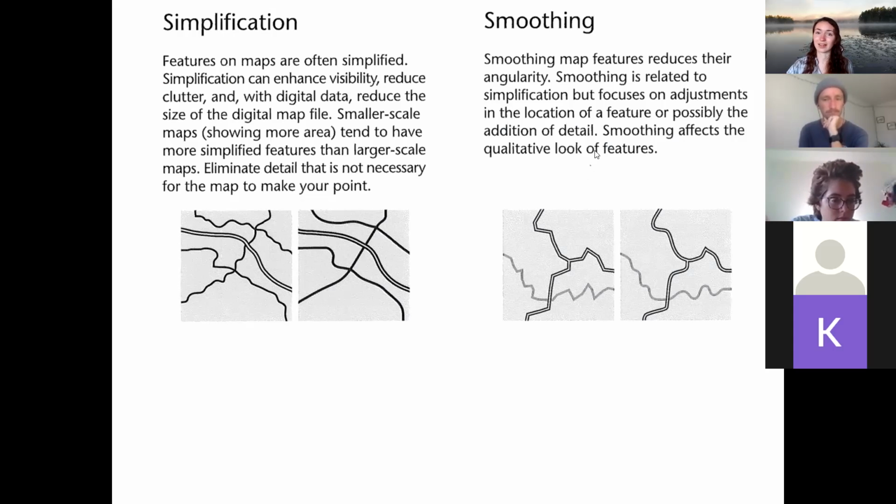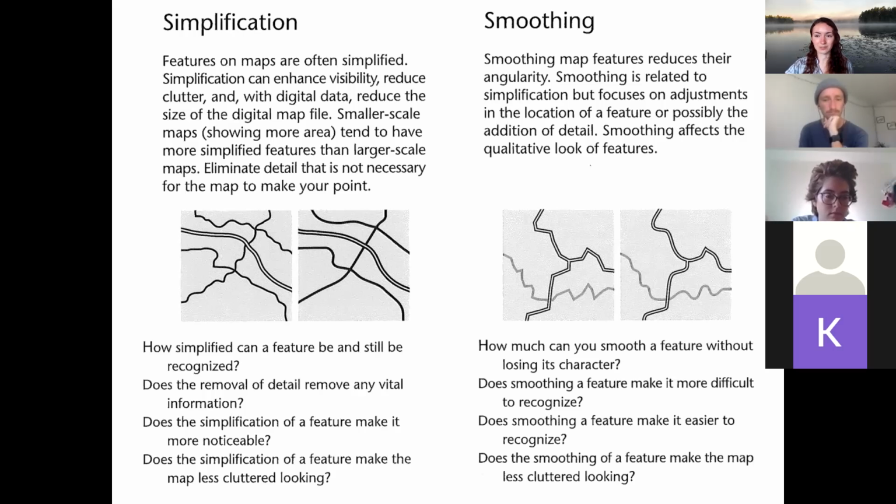Another category of simplification is smoothing. If you have something that's really angular, you can smooth the edges of it to look a little less harsh on the eye. But you do lose a little bit of your accuracy and location when you do that. So you want to ask yourself a lot of questions before you do these things.